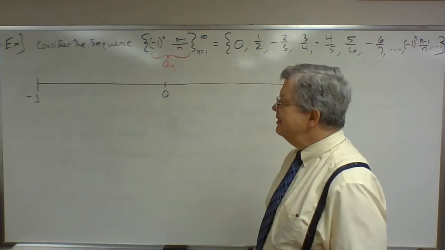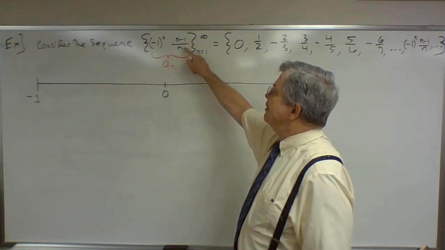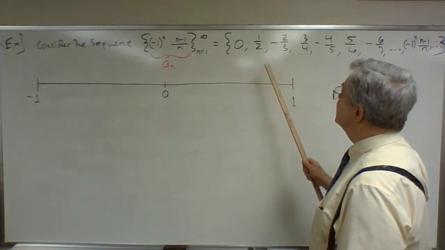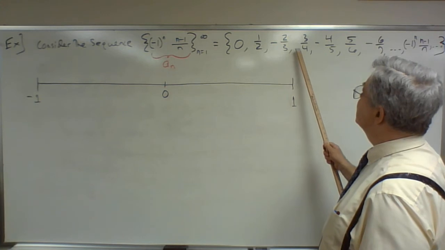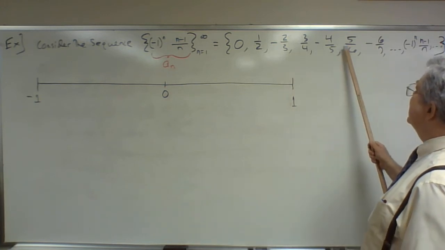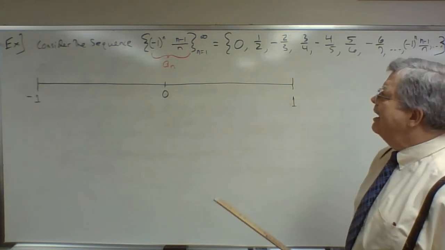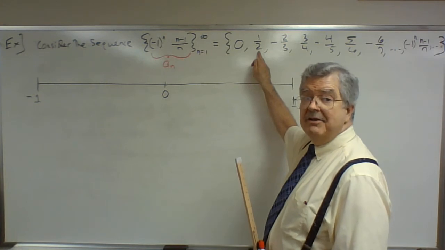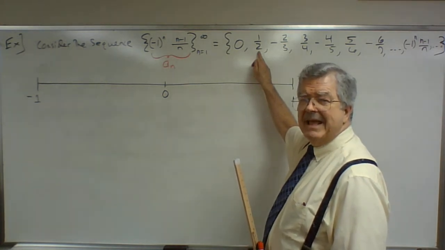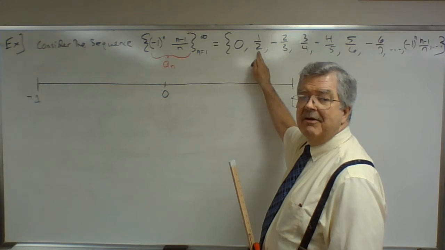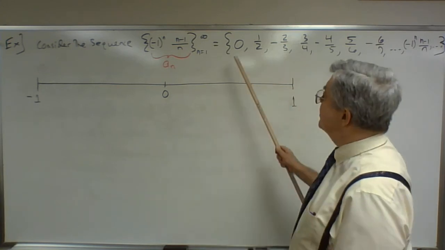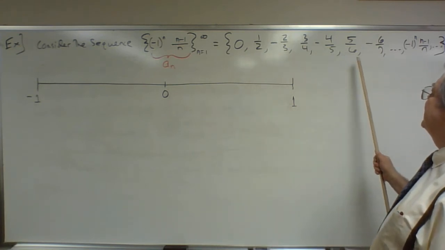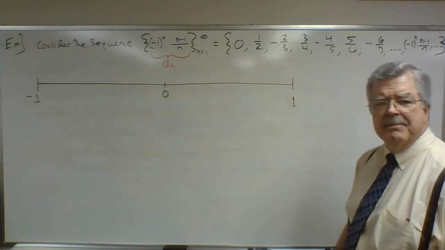And then after that, notice that the numerator of each term is 1 less than the denominator, and the signs change. So we're going to get 1/2, negative 2/3, 3/4, negative 4/5, 5/6, negative 6/7. Another way that I could say this is after the second term, the sign changes for each term, and numerator and denominator increase by 1. So again, we have 0, 1/2, negative 2/3, 3/4, negative 4/5, 5/6, negative 6/7, and so forth.